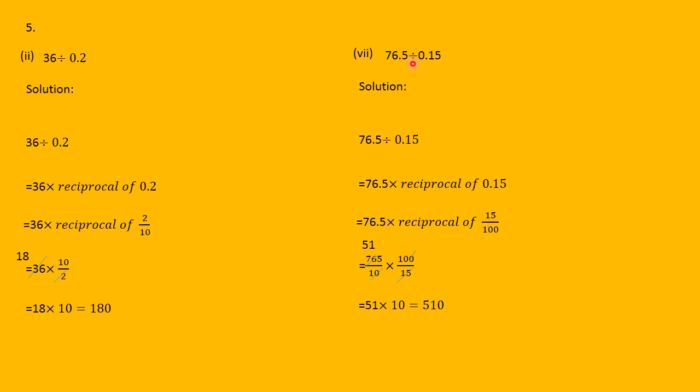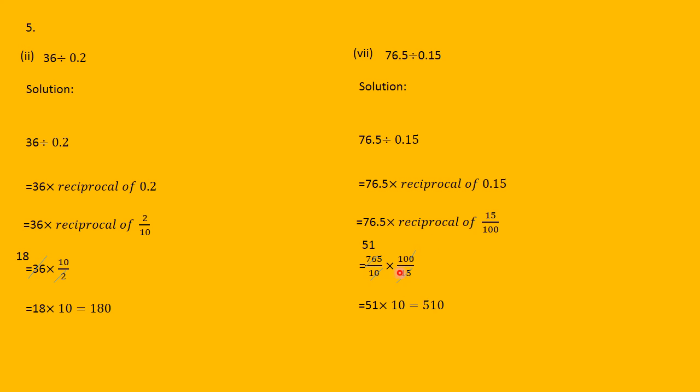So 76.5 divided by 0.15. How will you do it? Division is changed into multiplication by the reciprocal of 0.15. How do you write 0.15? Because there are two decimal places, you write 15 upon 100, and the reciprocal of 15 upon 100 is just reversed, 100 upon 15. So 765 upon 10 into 100 upon 15.